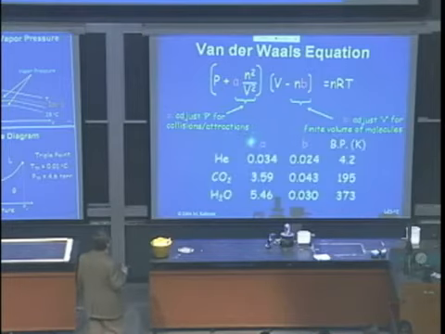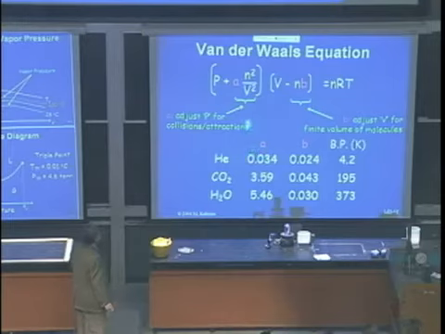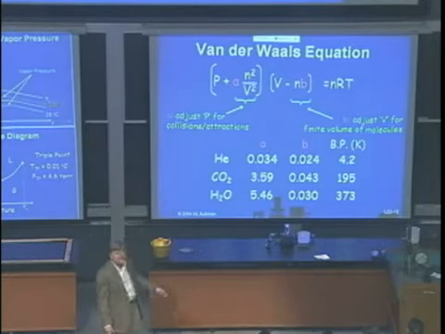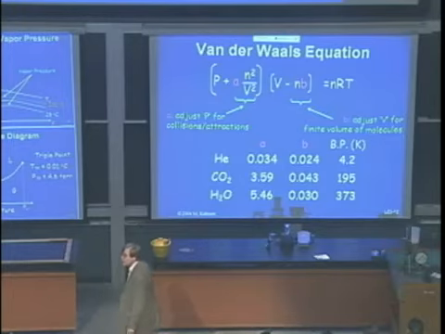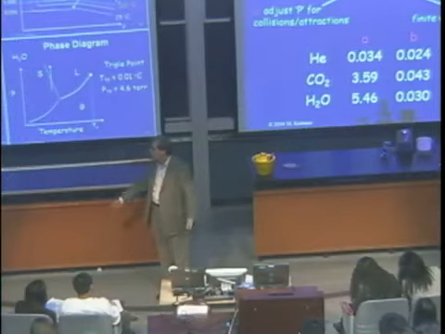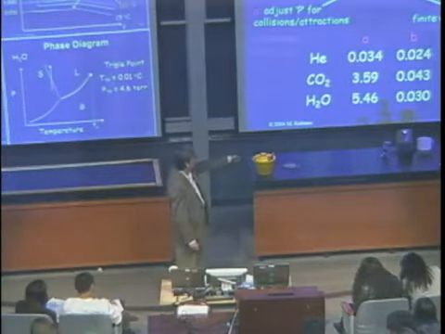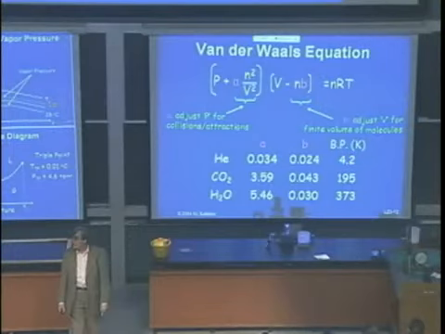So you adjust P for the collisions and attractions, and you adjust for the finite volume of the molecules. And with this you look up, for example, helium: A is 0.034, very, very small, and B is 0.024. And you see, the boiling point is 4.2 Kelvin, all right? Above that, helium behaves like an ideal gas. So helium is essentially an ideal gas. Only if you go below 4.2 Kelvin does it behave like a real gas, okay?